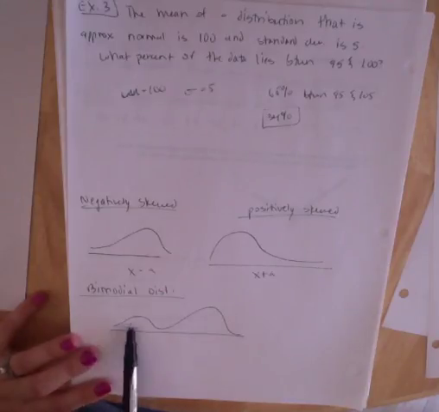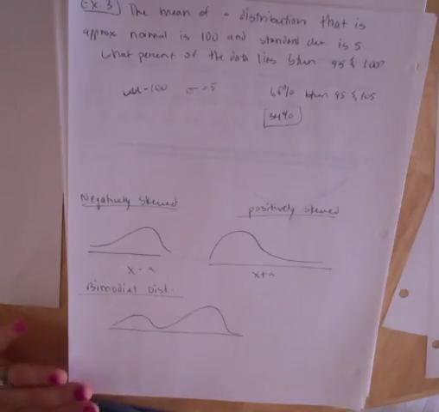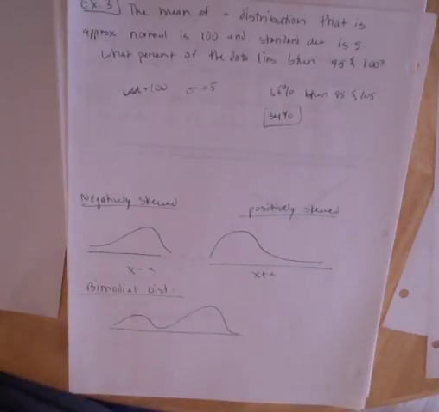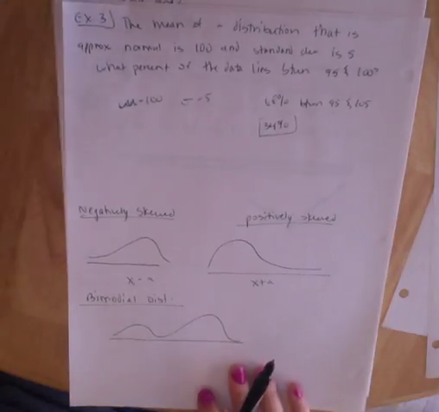And bimodal distribution, we have 2 different means. We're not really going to get into that a whole lot. It's just an interesting fact for you. Bimodal distribution would come, for example, from grades on a test, if people get A's, B's, and C's, kind of what those averages look like.